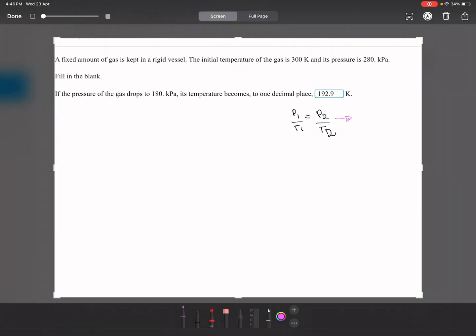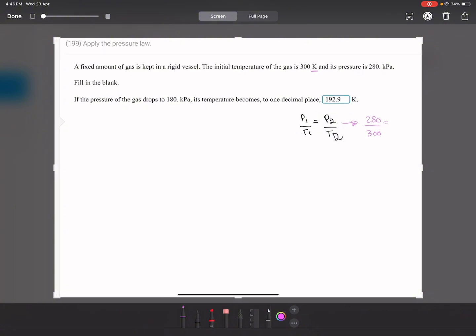Anyways, pressure 1 is 280 over 300, make sure it's in Kelvin, which it is, equals pressure 2, which is 180, over the temperature 2, which we're trying to find. Cross multiply, that's going to be 180 times 300 over 280. Let me just write it really quickly. You get 192.85. They wanted one decimal place, and there's a number that's 5 and above, so you just add 1, so 192.9.